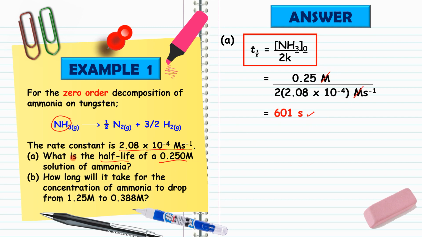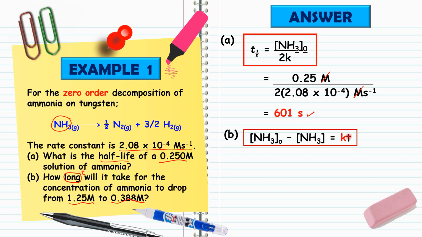Alright, next. How long, which refers to the time, will it take for the concentration of ammonia to drop from 1.25 molar to 0.388 molar? Therefore, this is the initial concentration of ammonia, and this is the concentration of ammonia at time t, the t that we want to calculate. So you have to use the integrated rate law.